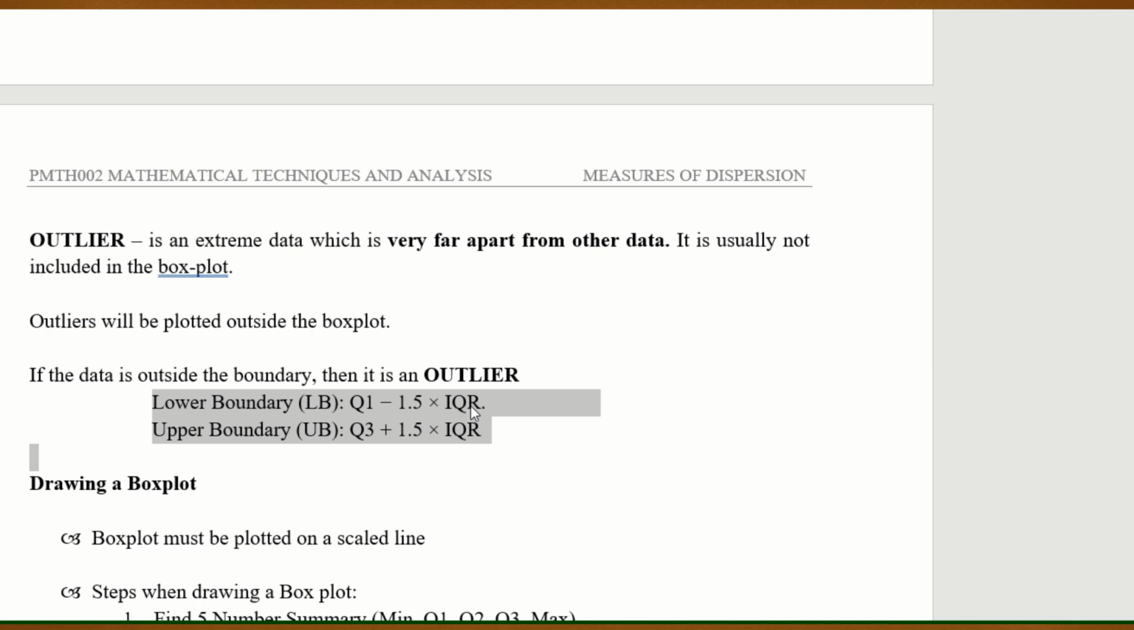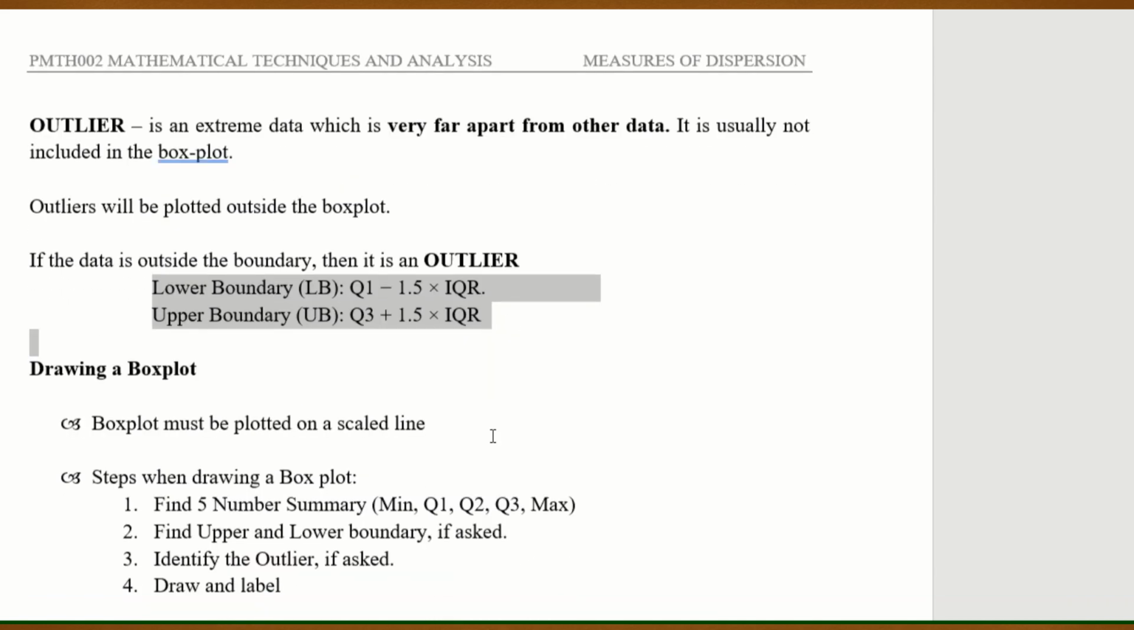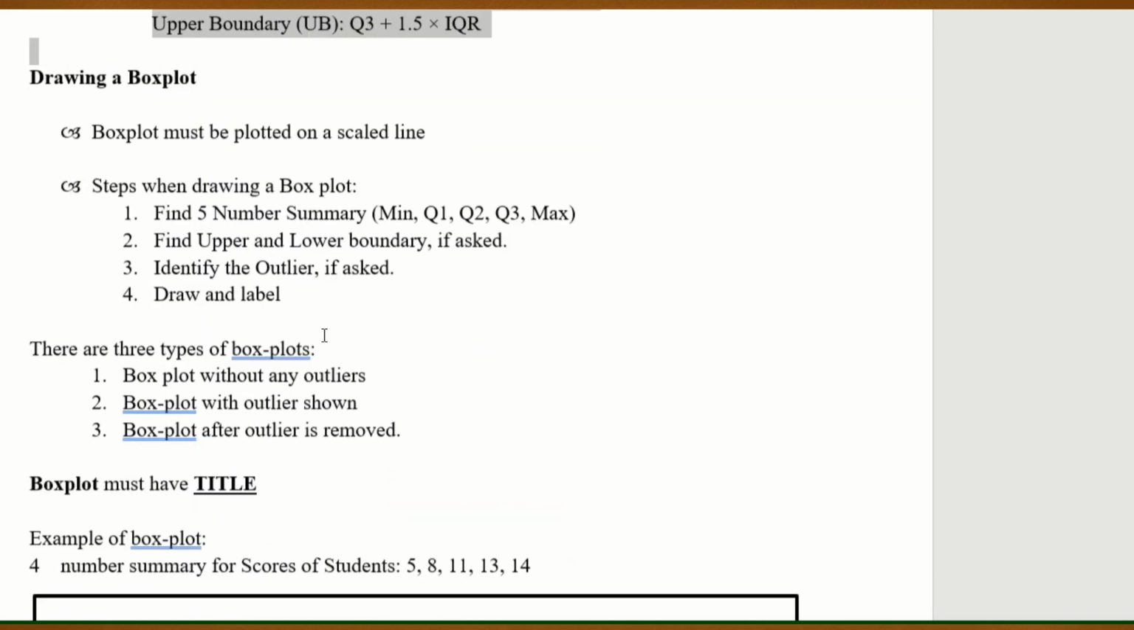Now a common mistake among students: they'll plug the whole thing in a calculator in one shot. Cannot. Here is multiplication, so you got to do this first. If you want to plug the whole thing into the calculator in one shot, this part you got to put a bracket. Don't forget, students always forget and get it all wrong. Q3 plus 1.5 times IQR, so you got to put a bracket here. You must understand one thing: if you calculate your Q3, Q1 wrong, everything is going to be wrong. Okay, so you got to find your lower boundary and upper boundary.